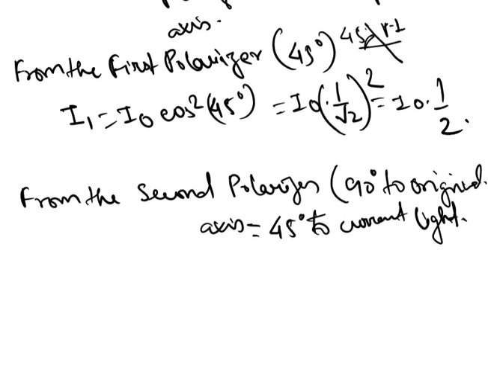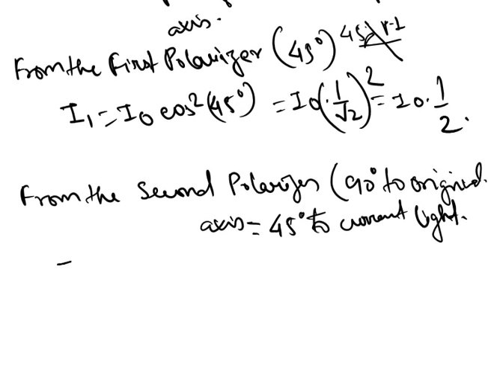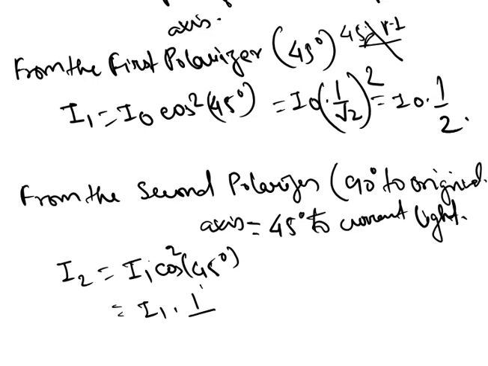So using Malus law, I2 will be I1 into cos square 45 degree. So it will be I1 into, it is also 1 by 2. So I1 is I0 by 2, by half, so it will be I0 by 4. So 1/4 of the original intensity passes to the last polarizer.